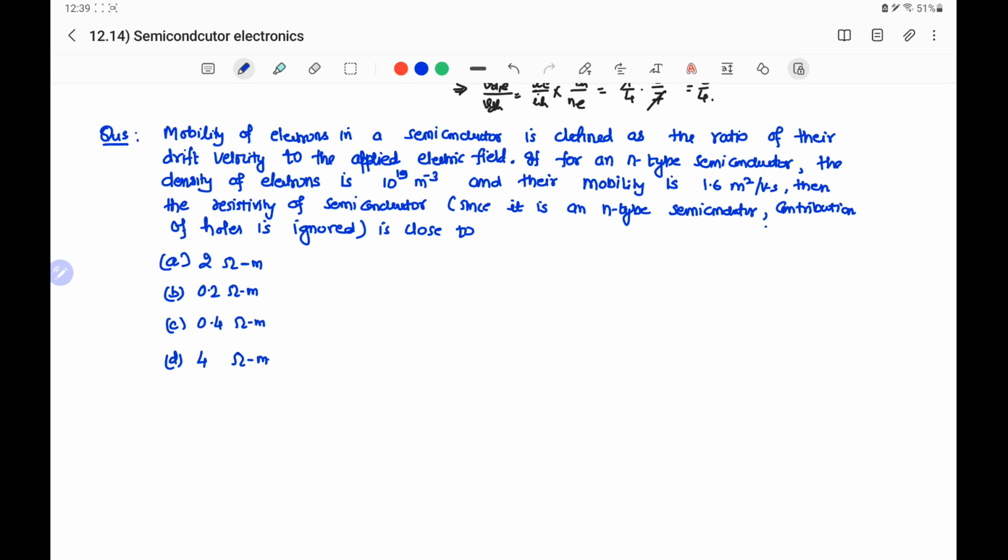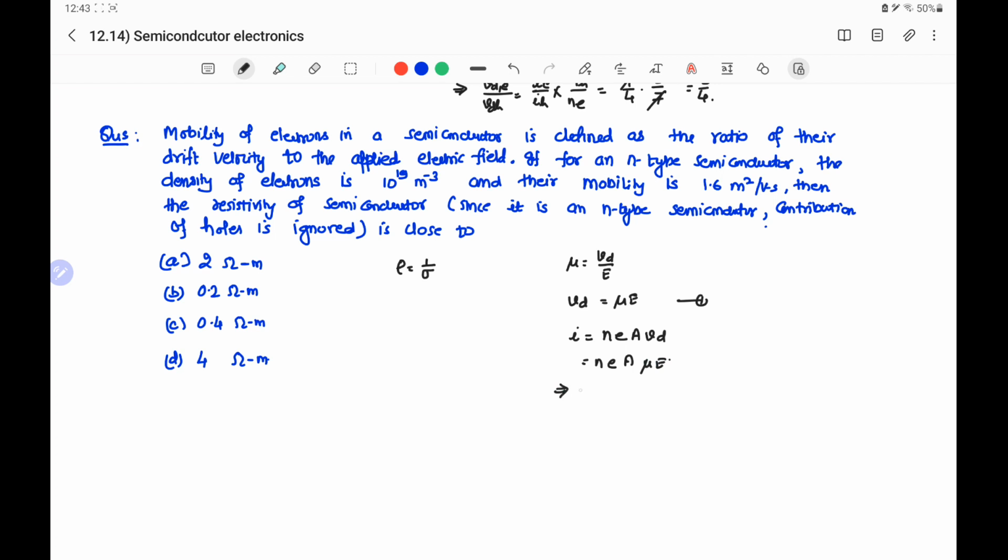In the problem, we have to find the resistivity of the semiconductor, which is the reciprocal of conductivity, and it is given that the mobility mu is the ratio of the drift velocity to the electric field. So drift velocity will be equal to mu into E. This is our equation number 1. From the equation for current, I equal to nAeVd, where n is the number density of the charge carriers, e is the charge on the charge carrier, A is the area of cross section, and Vd is the drift velocity, we can replace this Vd by mu E from equation number 1.